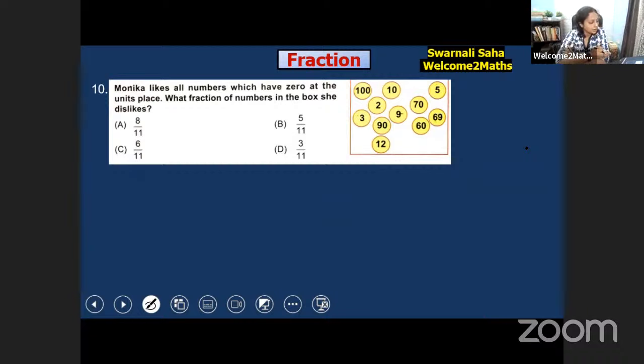Monica likes all numbers which have 0 at the unit place. What fraction of numbers in the box she dislikes? That we have to find out. A, B, C, D, there are 4 options. So what do we have to do? Can you tell me? It's so easy.